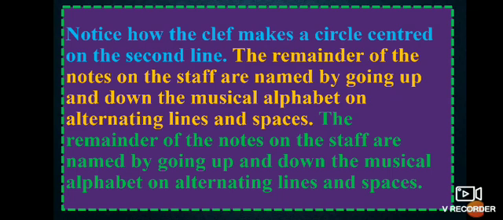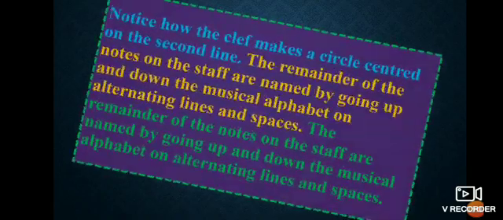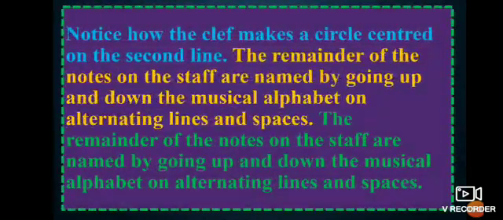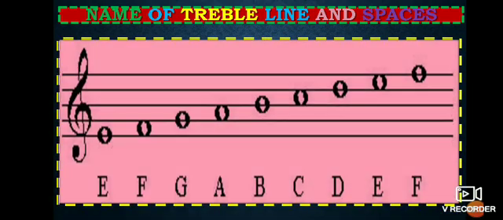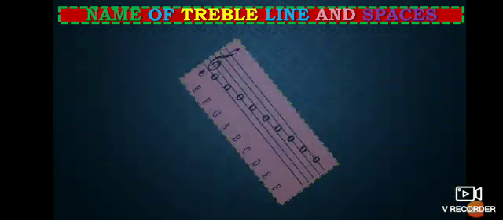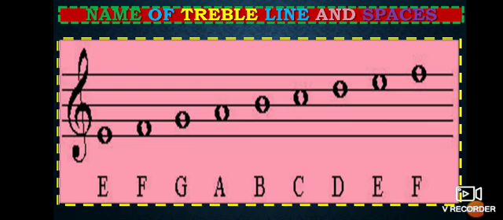The remainder of the notes on the staff are named by going up and down the musical alphabet on alternating lines and spaces. As I told you, from that G, you can start going up: G after F, A after G, B after A, C after B, D after C, E after D, F, like that.